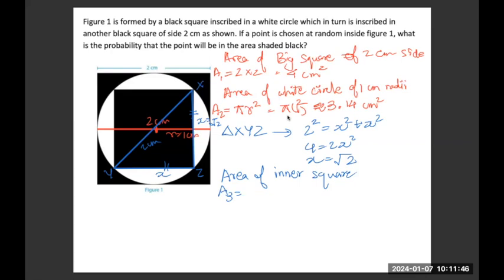I know the side is the inner square of root 2 side. I also found the side by this formula of Pythagoras. So A3 will be equal to root 2 multiplied by root 2 side square, which is equal to 2 centimeter square. I have found now all the areas.